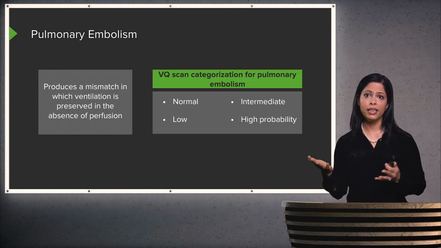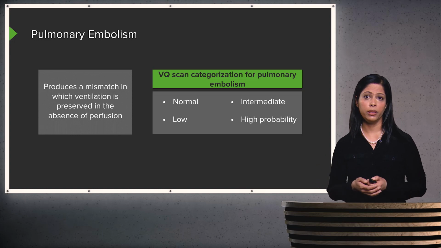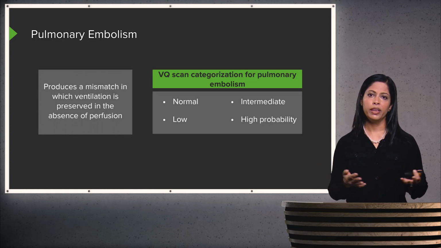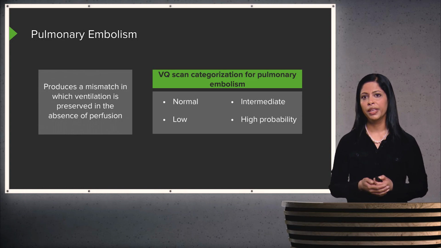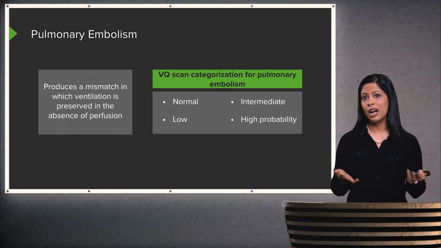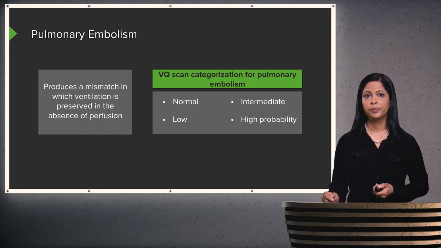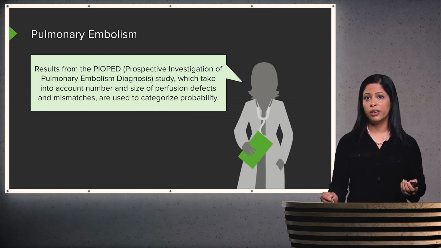So if a patient has a high probability, then essentially that means, yes, they probably do have a pulmonary embolism. If it's a normal study, then it's essentially taken that the patient definitely does not have a pulmonary embolism. With the intermediate, you kind of have to look at the clinical situation and decide how suspicious you are. So the results from the PIOPED study have taken into account the number and size of perfusion defects that are seen on a ventilation study, and those mismatches are used to categorize this probability.